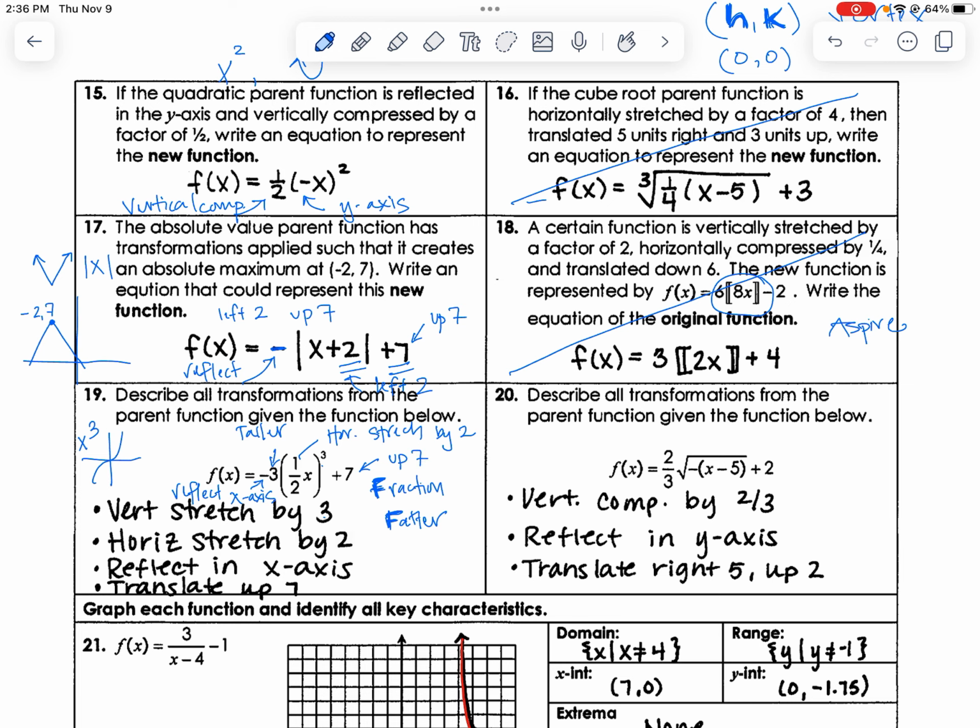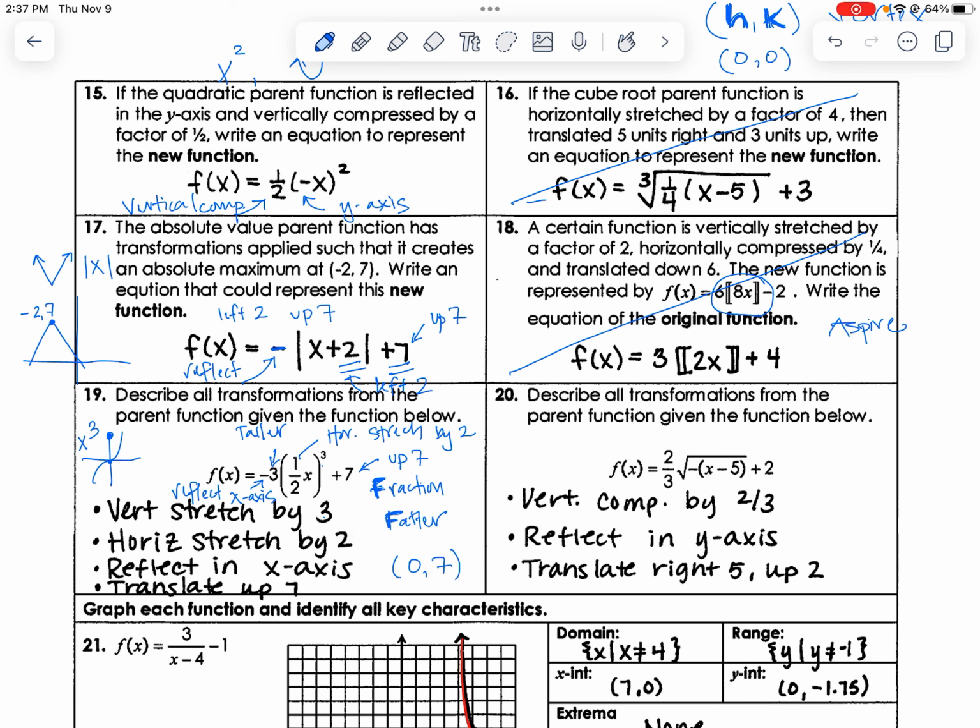It doesn't move left or right, so the x coordinate of the vertex would still be 0, but because it moves up 7, the y coordinate is positive 7. So it goes from being anchored at 0, 0 to now being anchored at 0, 7. Now a bunch of other changes happen to it, but that anchor point, that vertex point, just moves up 7.